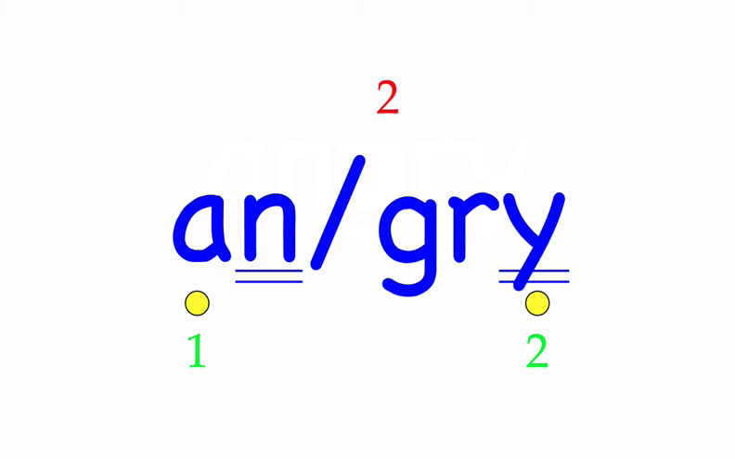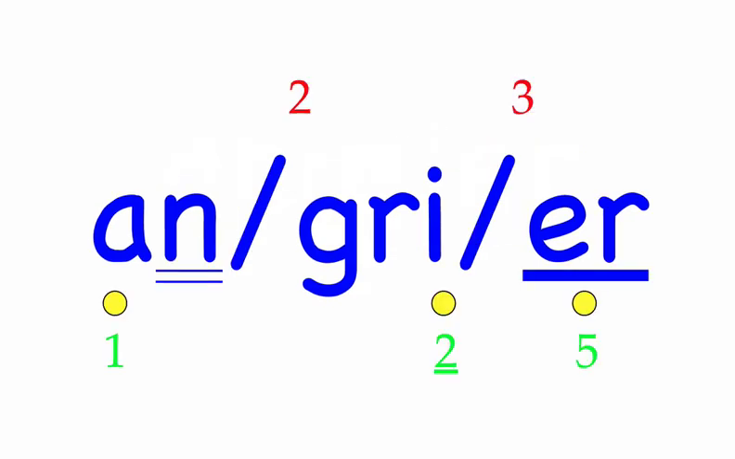Angrier, three syllables. First syllable ang, two sounds. Gr, three sounds. I, one sound. Angrier, mark the word, angrier.